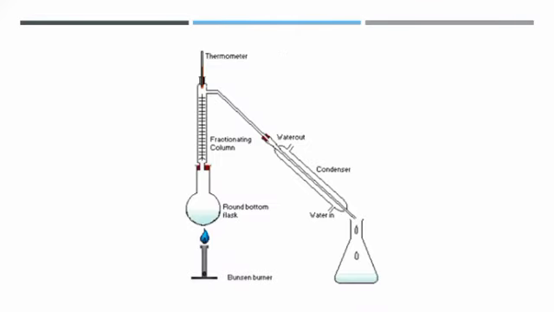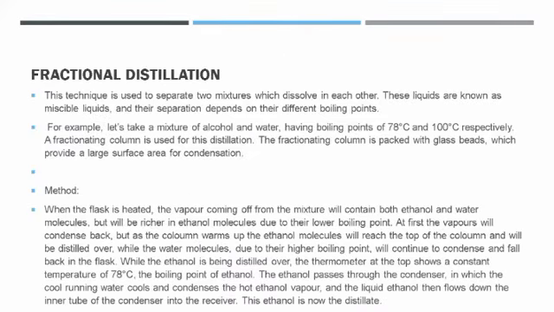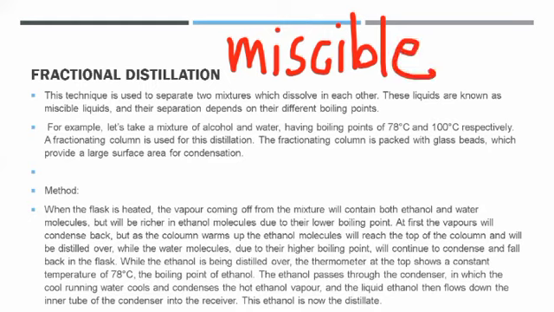Okay. Now, then I have fractional distillation. What's fractional distillation? It's for two miscible liquids. Fractional distillation takes place when I have two miscible liquids. What are miscible liquids? Liquids that mix together. If, for example, I have water and alcohol, they both are going to dissolve in each other. They both are going to mix. So those are called miscible liquids.